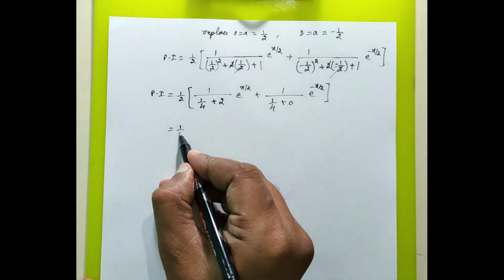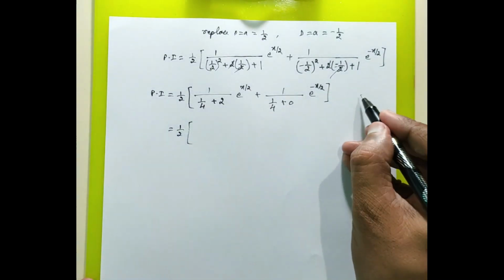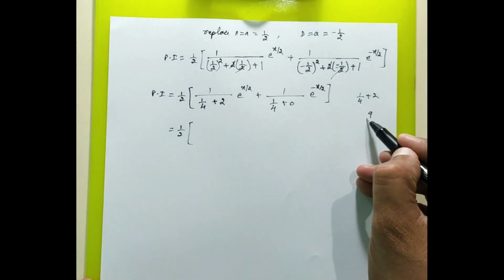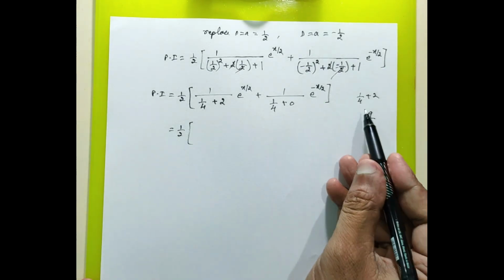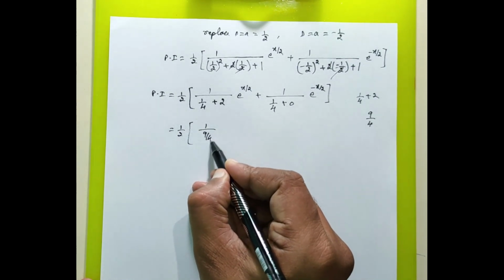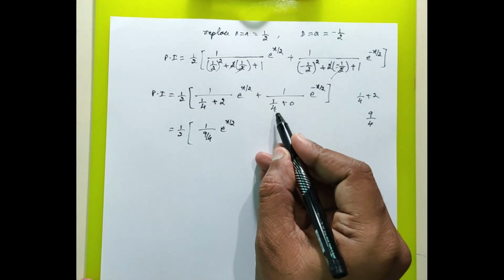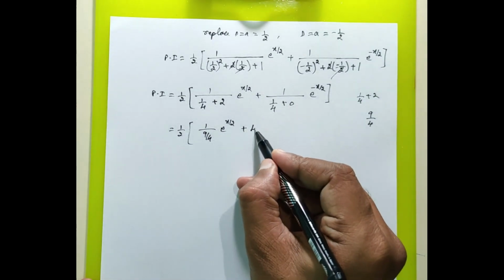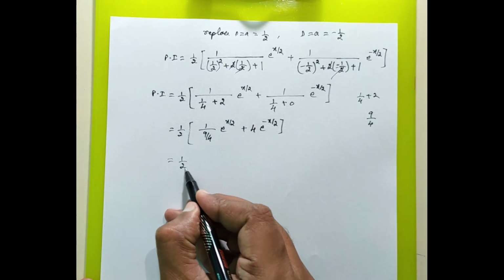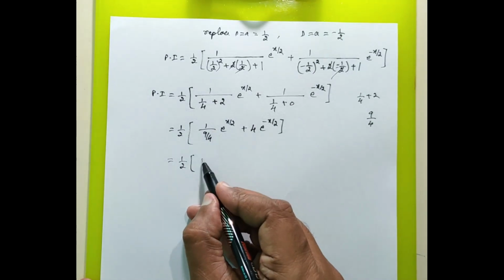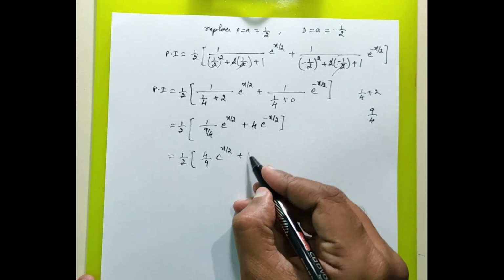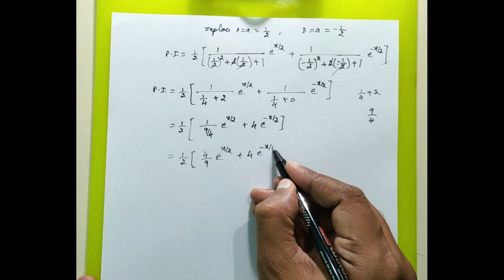Or this will be equal to 1 by 2. So if you take the LCM and simplify this value, 1 by 4 plus 2, you will be getting how much? 9 by 4. Just check it. So if you take the LCM, it will be 9 by 4. So it is 1 by 9 by 4 into e power of x by 2. Here 1 by 4, if I take it in the numerator, it becomes 4 times e power of minus x by 2. So it is 1 by 2. Once again, here also you can take the reciprocal, so it becomes 4 by 9 e power of x by 2 plus 4 times e power of minus x by 2.